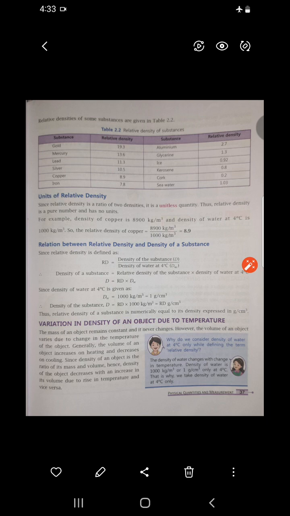And relative density of a substance is numerically equal to its density expressed in gram per cm cube.